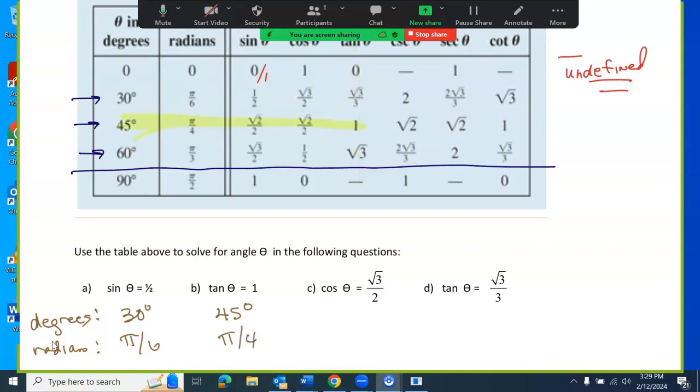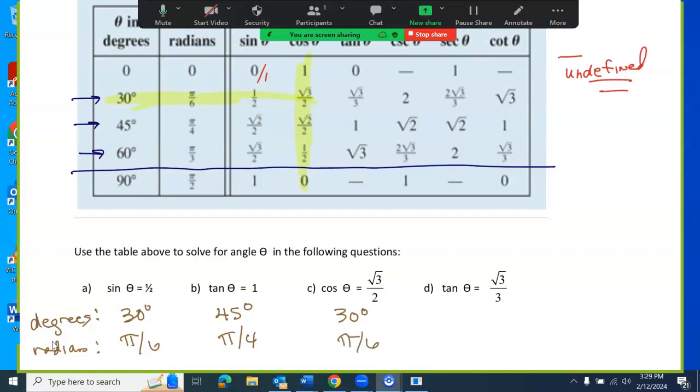Okay, let's erase that. And let's do the next one. What angle has a cosine that's equal to radical 3 over 2? Go down cosine. There it is. Go across. Pick up your angles. Either going to be 30 degrees or for radians, pi over 6.